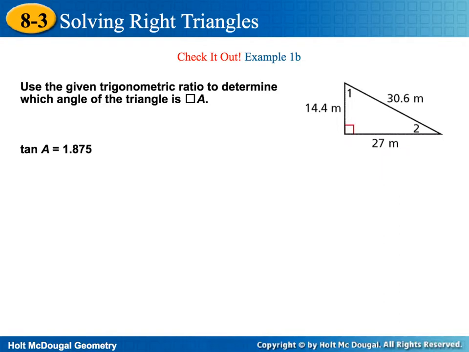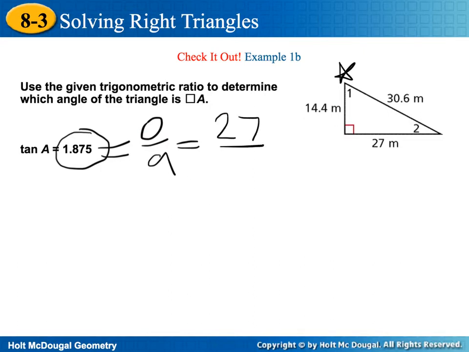All right, same thing. Tangent of A is 1.875. Is it going to be angle 1 or angle 2? Something you might want to think about is that the tangent of A is a number bigger than 1. So my fraction is opposite over adjacent. SOHCAHTOA, tangent is TOA. If this number is bigger than 1, then the opposite has to be bigger than the adjacent. If I look at angle 1, the opposite is 27 and the adjacent is 14.4. So this is going to be 27 over 14.4. This is tangent of 1.